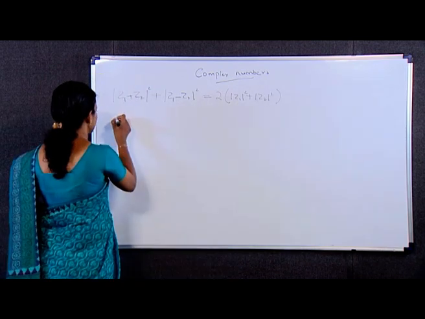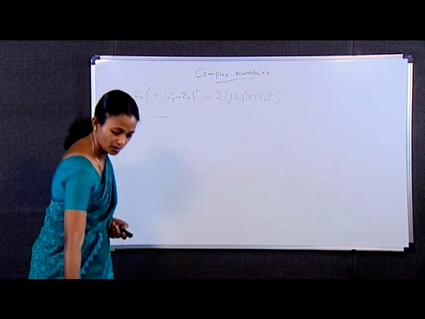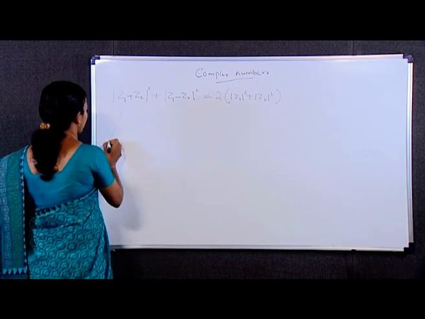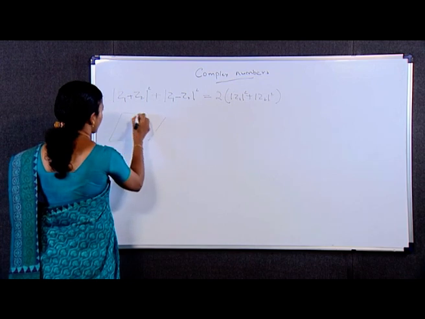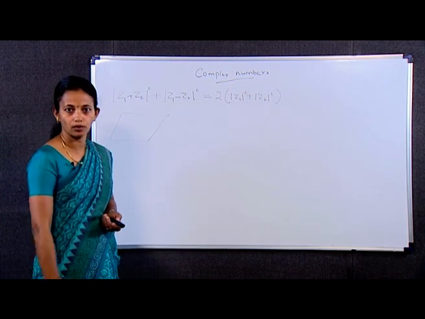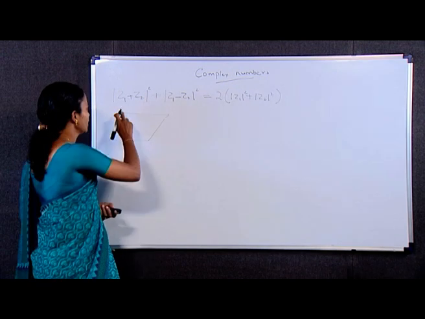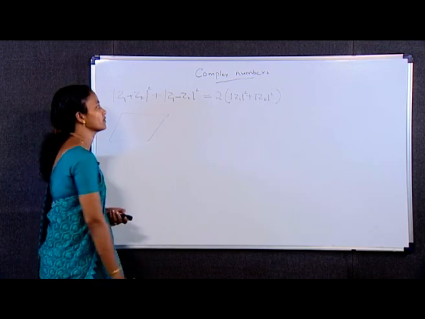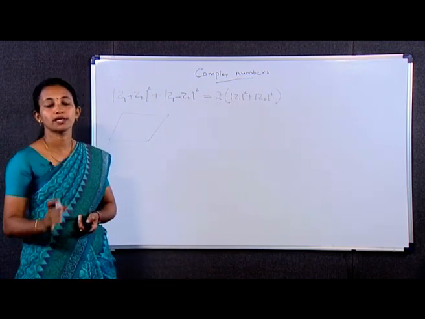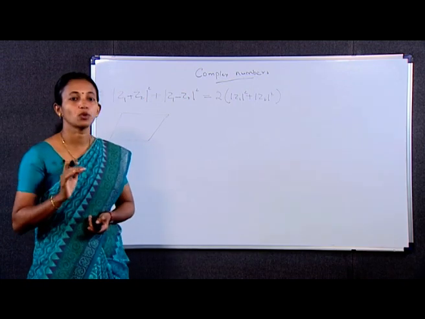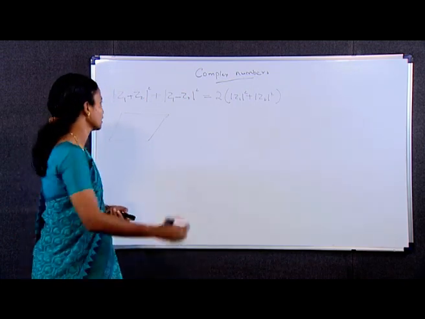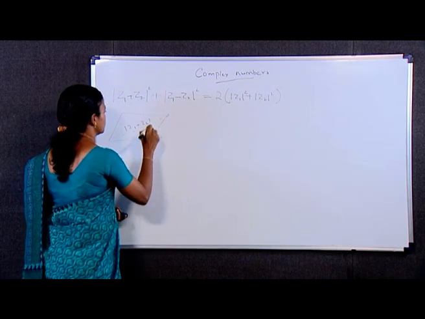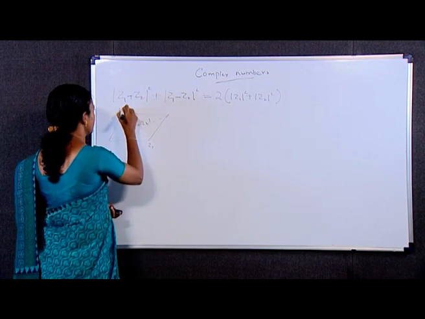Here we want a parallelogram. This is our parallelogram. So, the parallelogram law states that mod Z1 plus Z2 whole square plus mod Z1 minus Z2 whole square is equal to 2 times mod Z1 square plus mod Z2 square. This is our mod Z1 plus Z2. This is our Z1, this is our Z2.